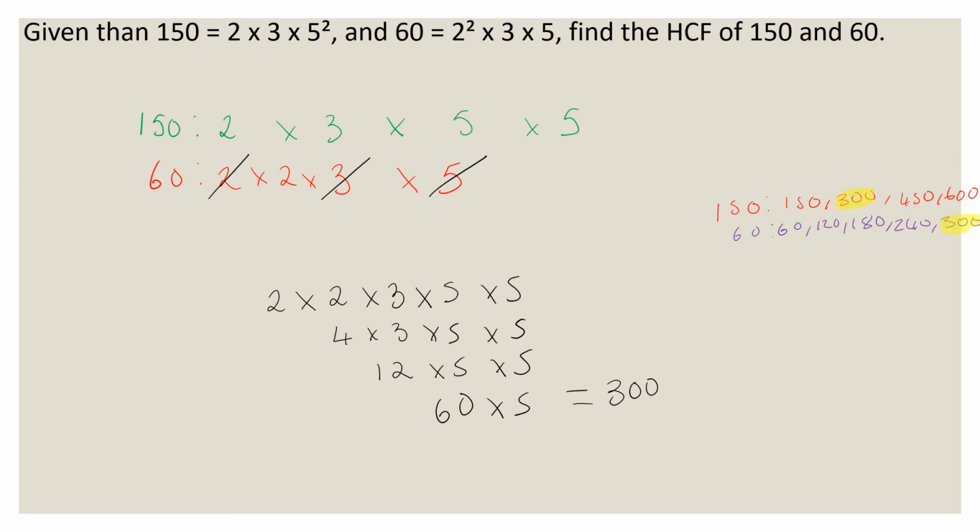So there's two methods, but I do recommend that you do it as the prime factorization method, because then it makes no difference how big the number is. You don't need to know your 60 times tables to be able to do it.